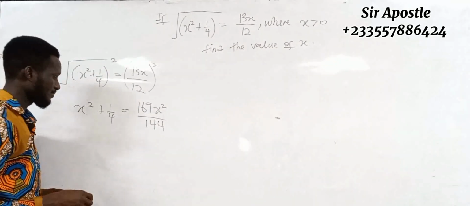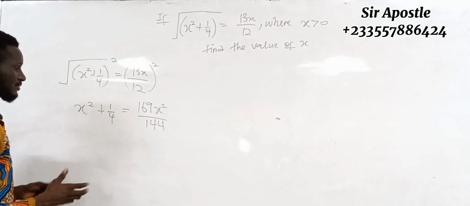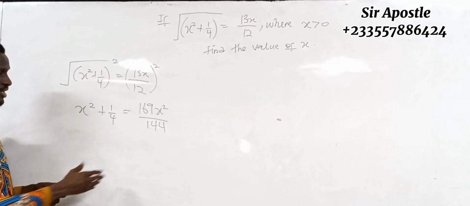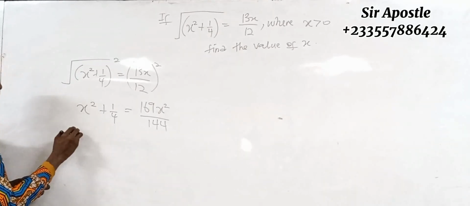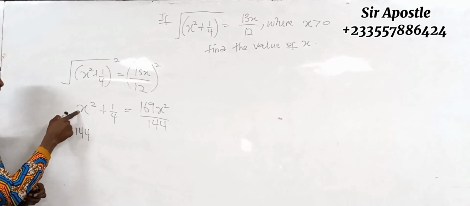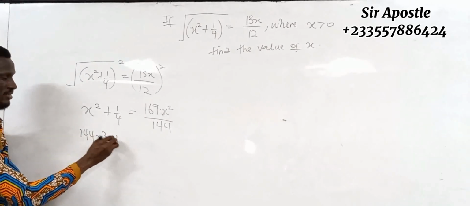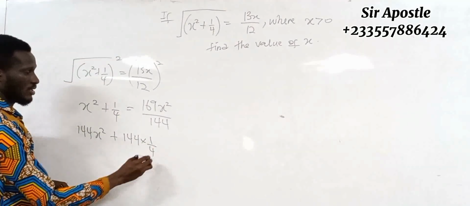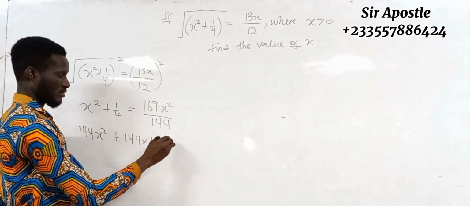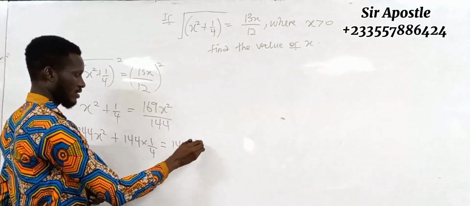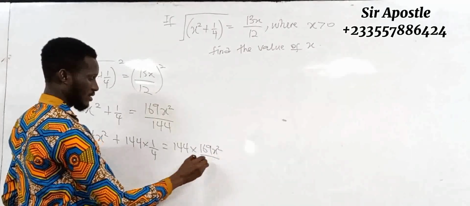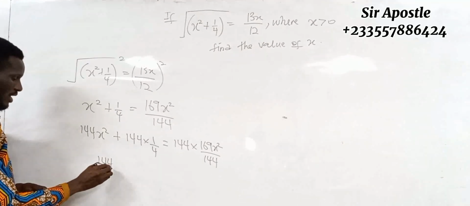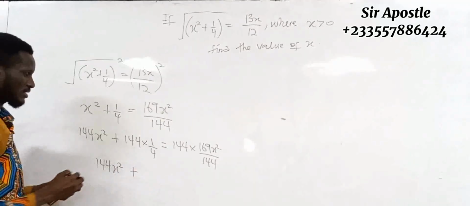With this one, let me multiply through. It depends on how I want to solve. Now, multiplying through by 144. So I have to multiply this one by 144, 144 times x squared. I have to multiply this one too by 144. Then I will multiply this one by 144. So I still have 144 x squared plus.